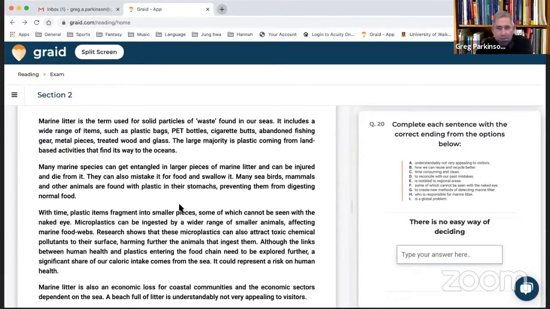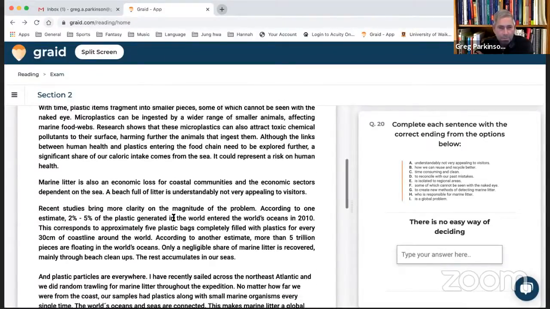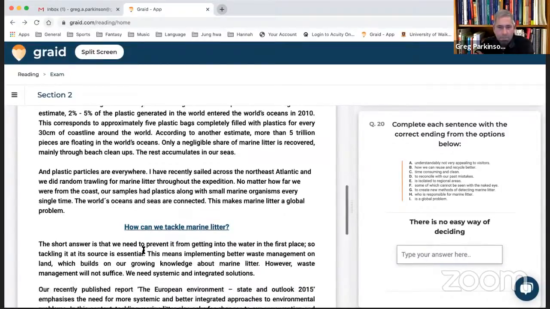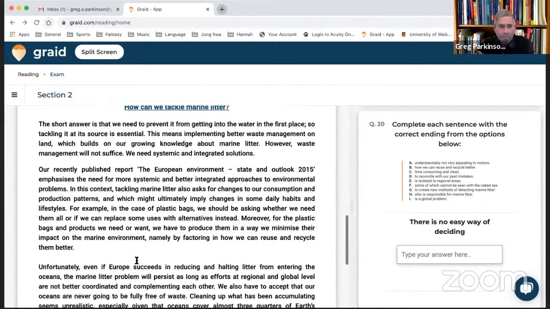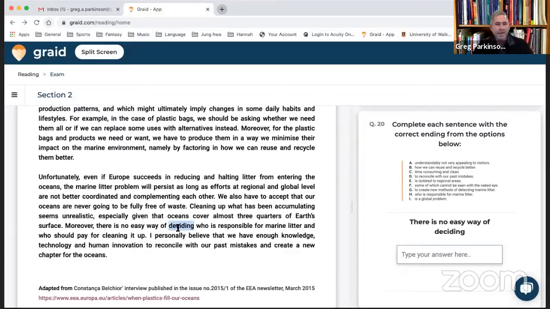But it seems from the design of this test that most of the words in the questions appear in the text itself. Okay, hopefully you just noticed that as well. So as I scan down to the final paragraph, I see the keyword deciding. I'm going to read that whole sentence now. So moreover, there is no easy way of deciding. So obviously this must be our answer.